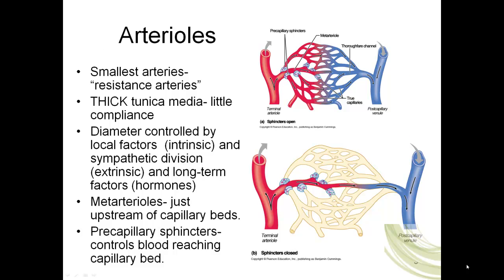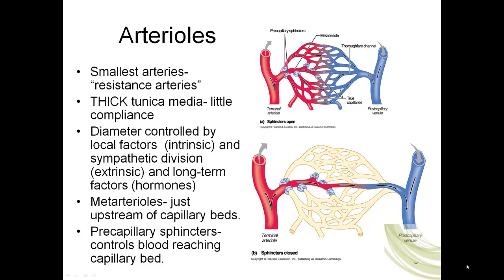Now we're getting to the smallest arteries, the arterioles. And in these pictures, you're seeing an arteriole leading to a capillary bed. Arterioles are called our resistance arteries. They have a very thick tunica media compared to the diameter of that blood vessel. So if we were to take all the blood vessels and compare the size of their lumen, the diameter, compared to the thickness of their tunica media, arterioles have the largest ratio of this. So lots of tunica media compared to their diameter.